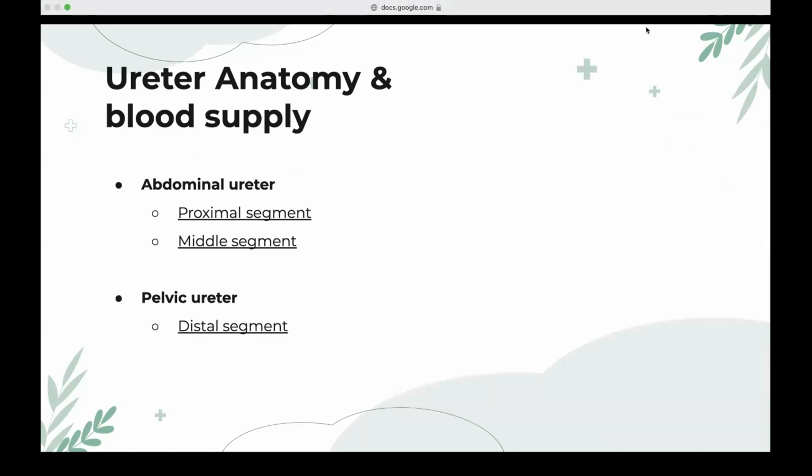Blood supply. Does anyone know the blood supply? The ureter is divided into the abdominal and pelvic ureter. The proximal segment is supplied by what artery? Think of what's close to it. What's the closest artery to the proximal segment of the ureter? Renal artery? Yeah, it's the closest, so it gets supplied by the renal artery.